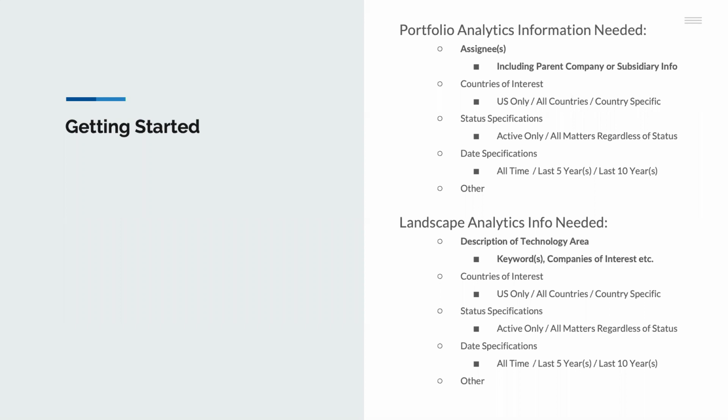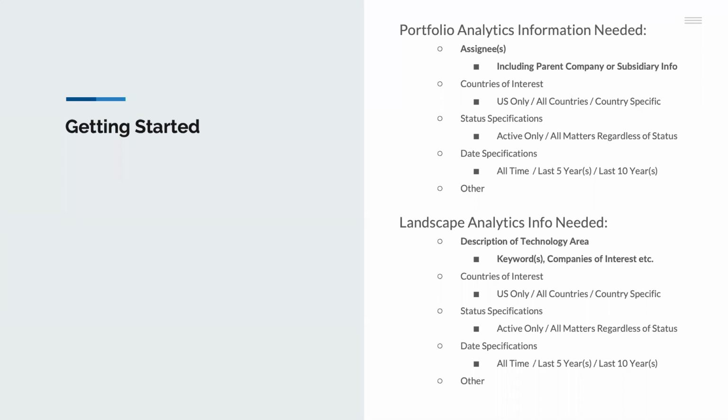All right. So this slide just gives you an idea of the kind of inputs that you would need when doing either one of these types of reports. So for portfolio analytics, most typically you would need an assignee or a list of assignees if there's a group of companies owned by a larger entity. So that would be the input you would start with. And then if you needed to narrow it down by, for example, countries or specific status of patents, whether you wanted just the active patents or all of them, regardless of status, you could also limit it by time. And of course, a whole bunch of other criteria, but these are exemplars.